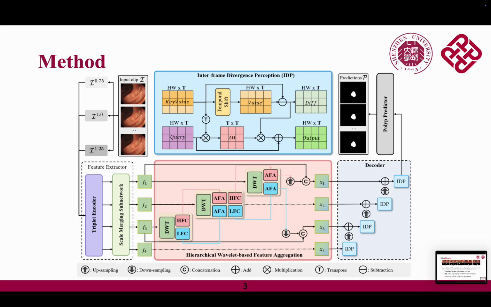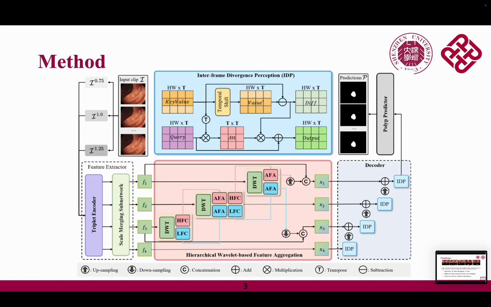Finally, in the decoder, these IDP-enhanced features are processed in a coarse-to-fine manner, starting from the deepest feature. Each stage applies IDP, upsamples the result, and fuses it with the next finer scale feature, until the final prediction is generated by the Polyp predictor.